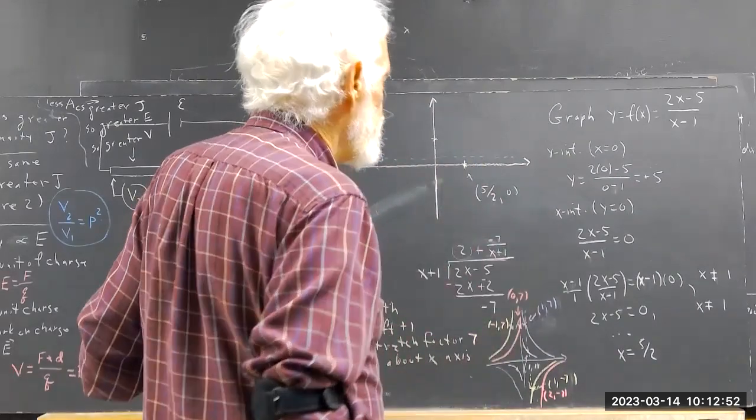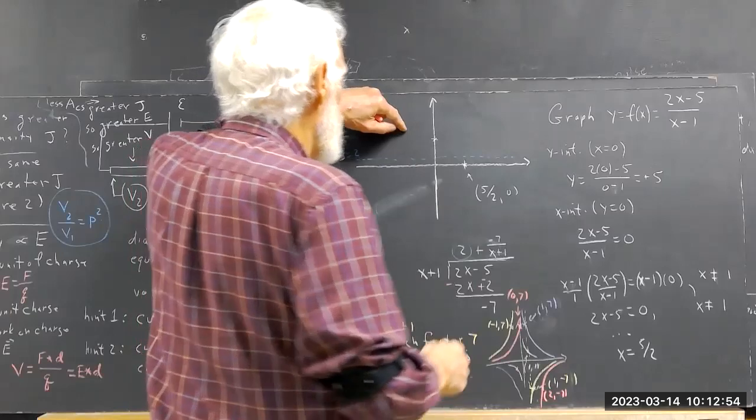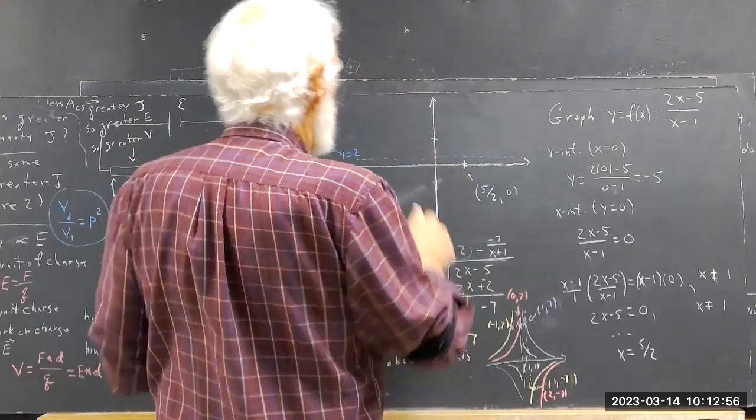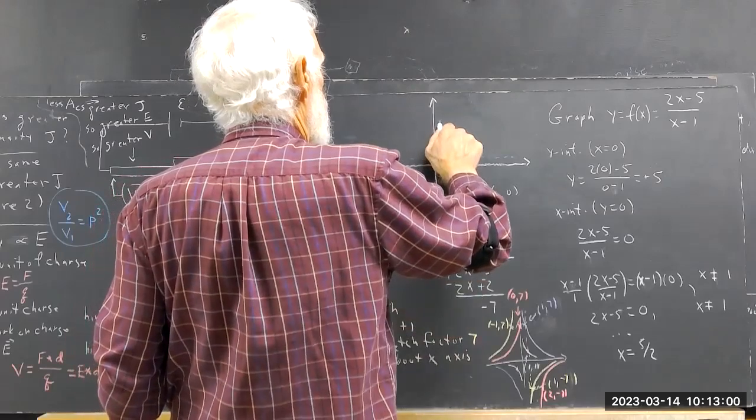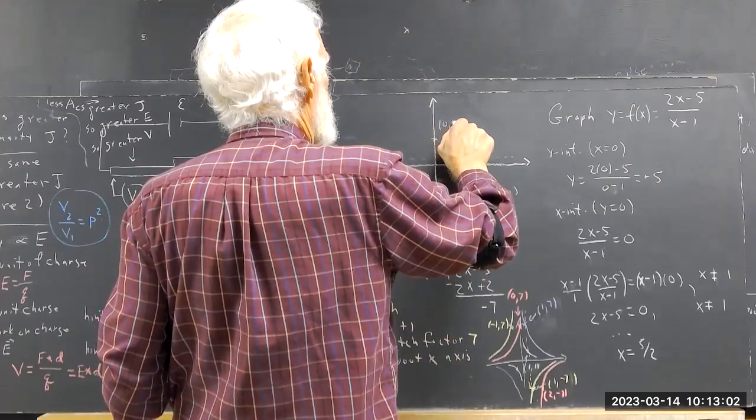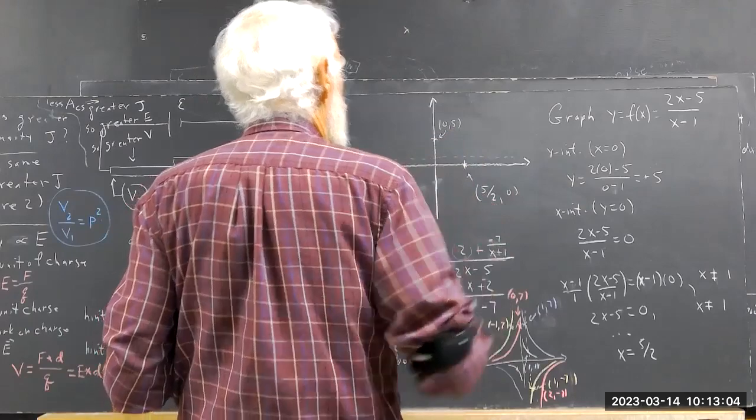Okay. We can put those points in a graph. Here's 5 halves, 0. And here is 0, 5.